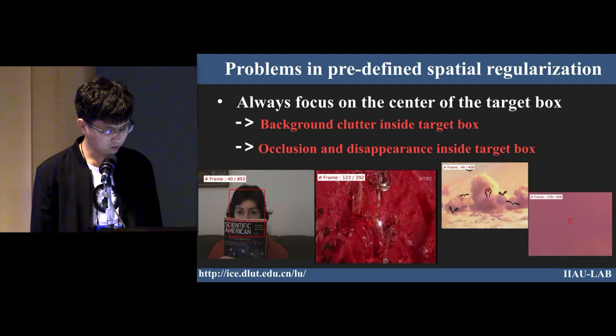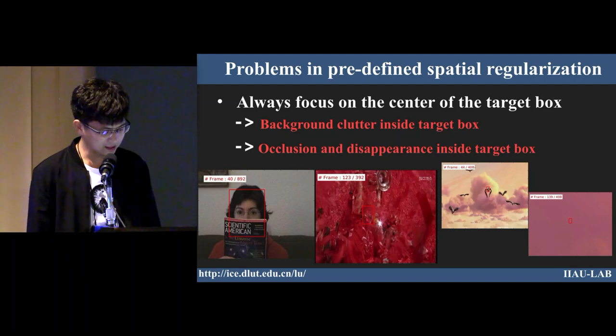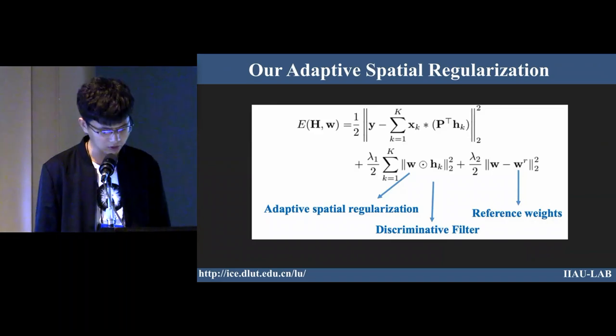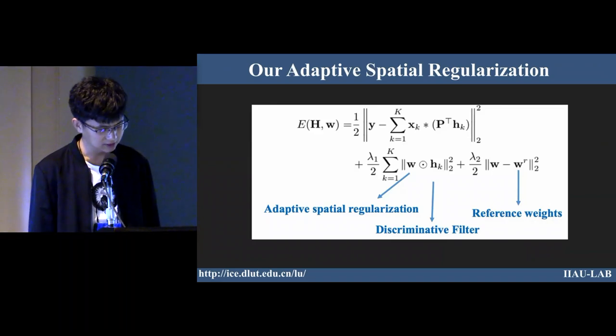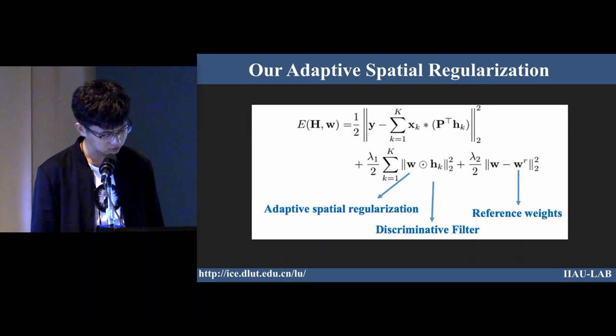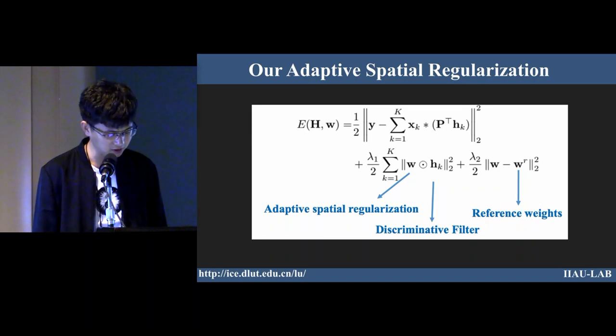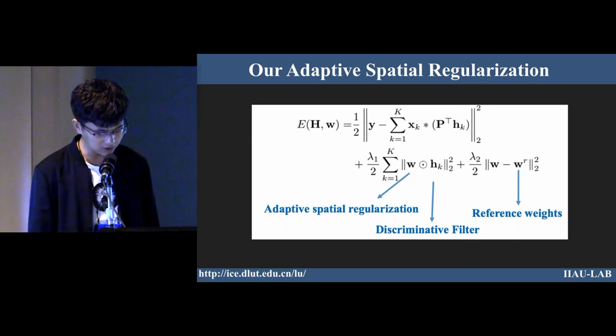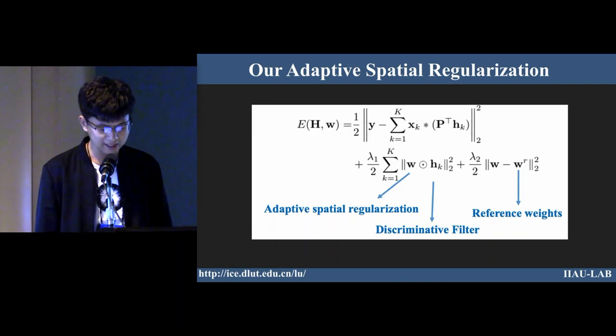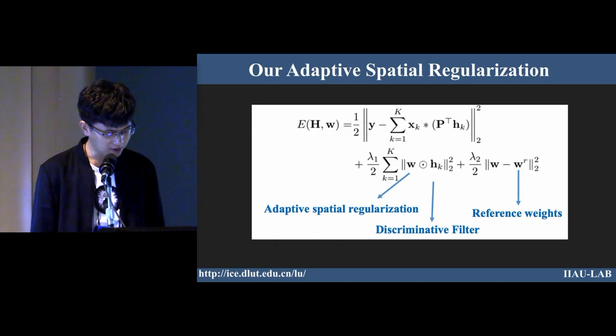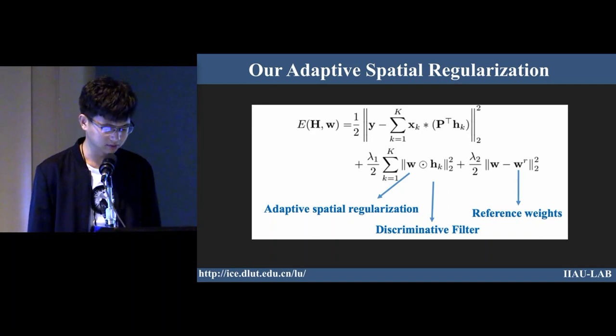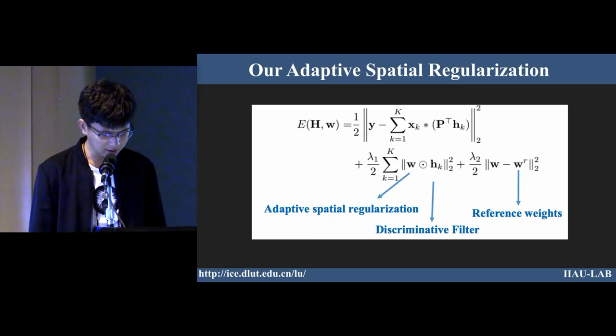Therefore, we propose an adaptive spatial regularized correlation filter model. This is our objective function. H is the filter that needs to be learned. W is the adaptive spatial regularization. It is a variable and also needs to be learned. Y is a Gaussian label. X is the feature of training samples. P is a binary matrix. WR is a reference weight.